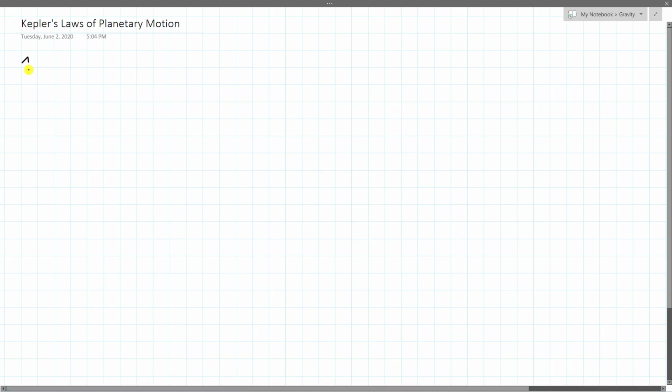They were actually moving in elliptical orbits, although some of these ellipses look more like circles, such as our Earth around the Sun. So the first law is a planet follows an elliptical orbit.